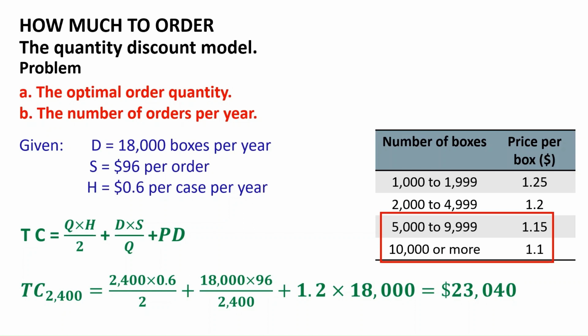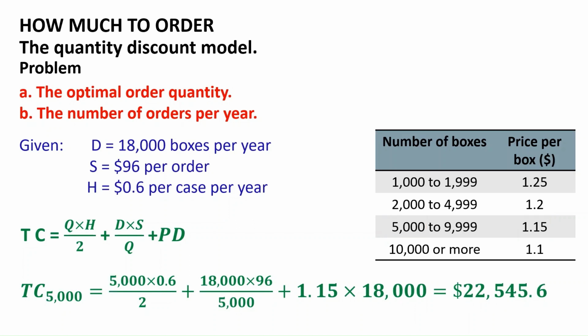Because lower cost ranges exist, each must be checked against the minimum cost generated by 2,400 boxes at $1.20 each. In order to buy at $1.15 per box, at least 5,000 boxes must be purchased. Thus, the total cost at 5,000 boxes will be TC 5,000 equals 5,000 multiplied by 0.6 divided by 2 plus 18,000 multiplied by 96 divided by 5,000 plus 1.15 multiplied by 18,000 equals $22,545.60.